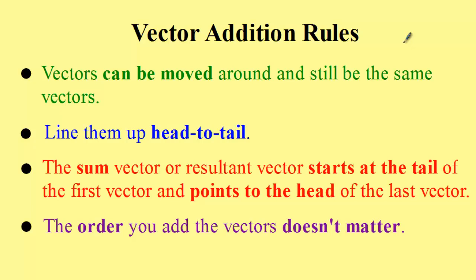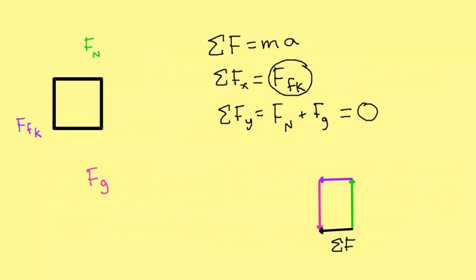The order you add the vectors doesn't matter. So we decided to add them green arrow, purple arrow, pink arrow, but we could have added them in a different order if we wanted to. So let's move that out of the way. And let's add this arrow first. Pink arrow, then green arrow. Well, if we put the tail of this arrow on the head of the first arrow, they're going to be right on top of each other.